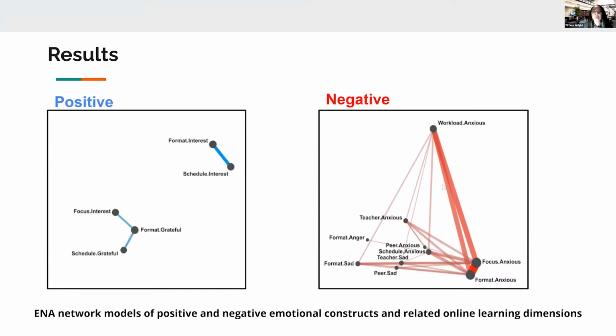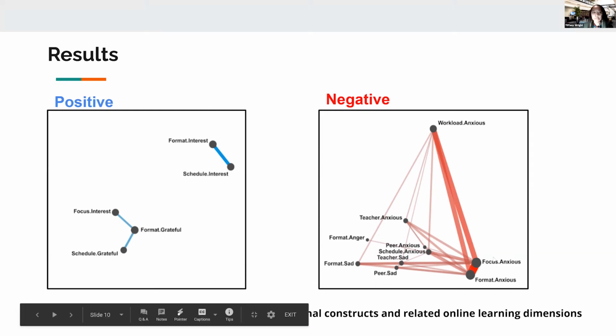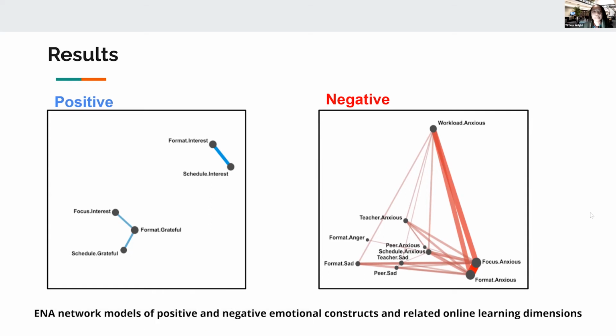And then here we just disaggregated for positive and negative. So as you can see, format and schedule, we're showing strong connections. And as you can see over here on the negative side, very, very strong connections, especially here, for example, anxiety. So lots of anxiety being reported around their workload, their ability to focus, and the format of student online learning.